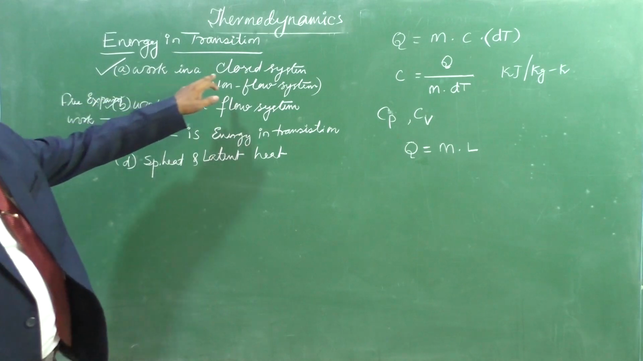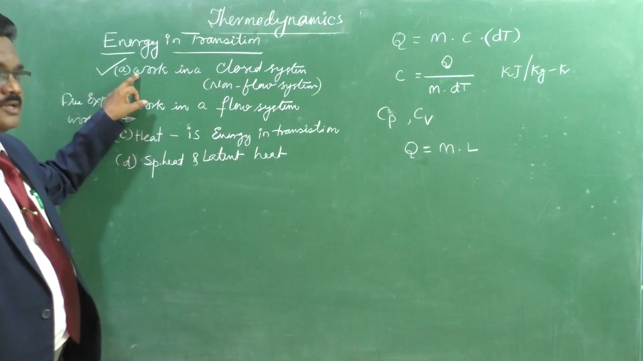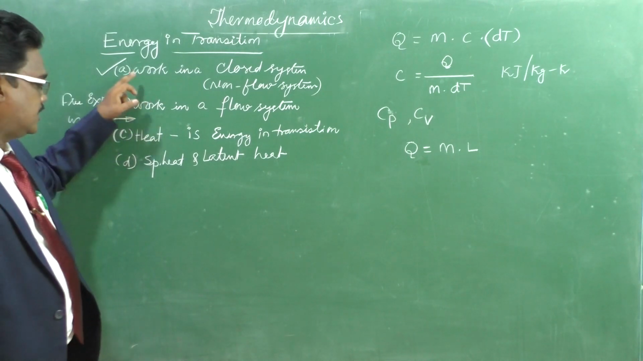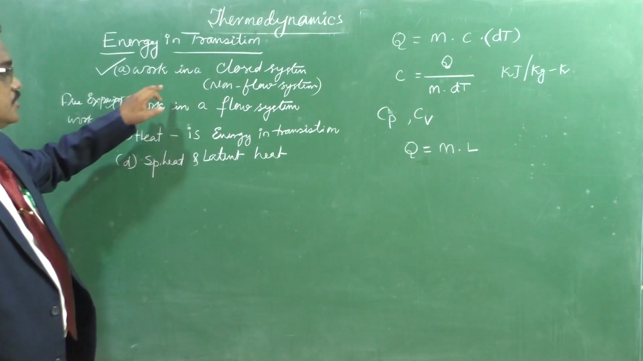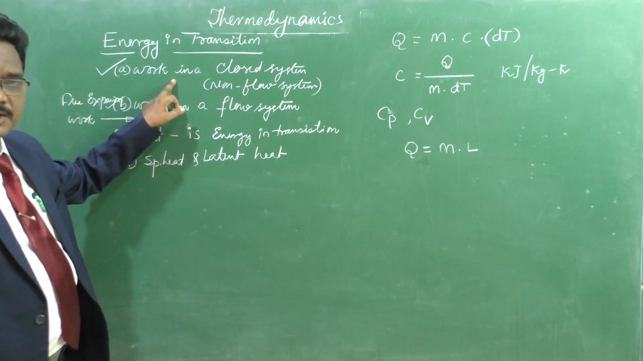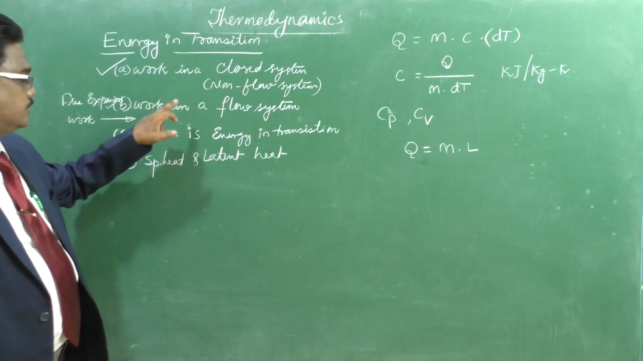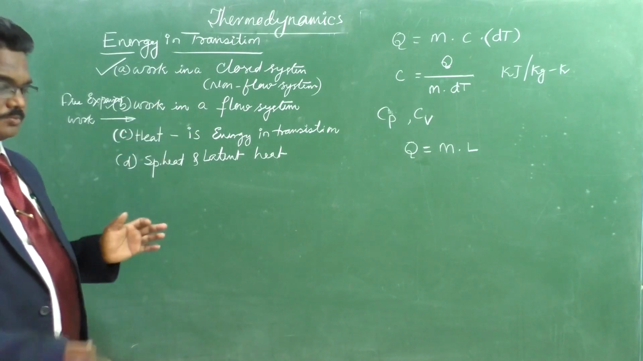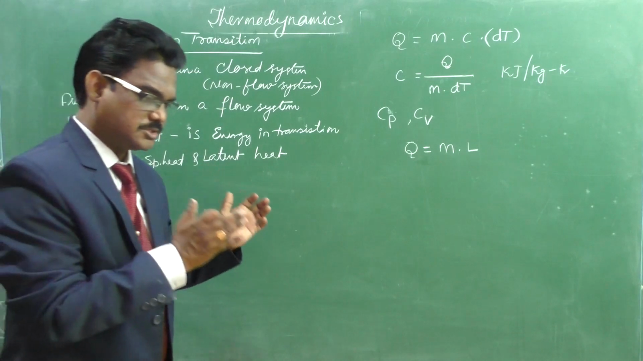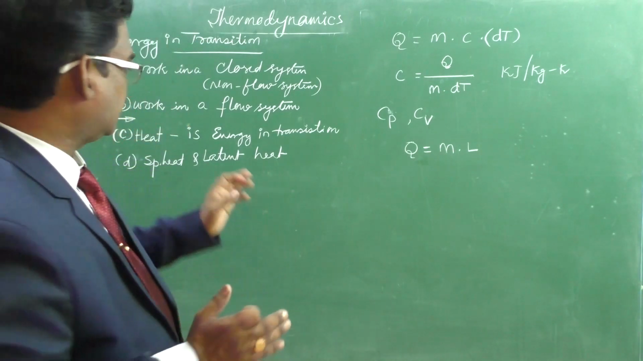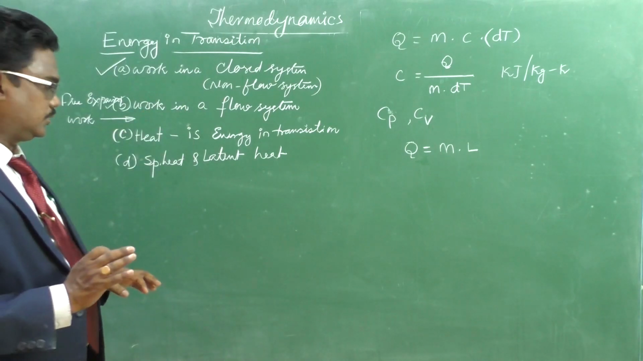Now, work in a closed system, first we will see, and we conclude that work is energy in transition and heat is also energy in transition. In a closed system, we can write integral PdV. Work and heat are both boundary phenomena, and there is no meaning of initial work and final work. Work is in transition, therefore we need to write integral PdV.